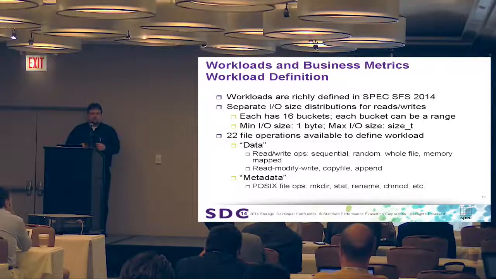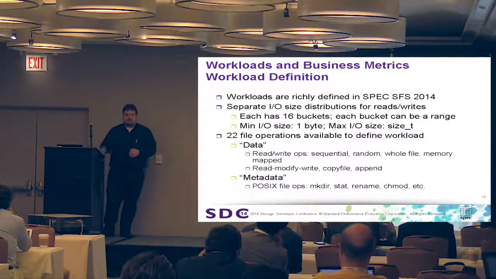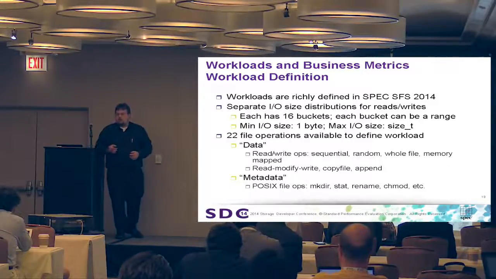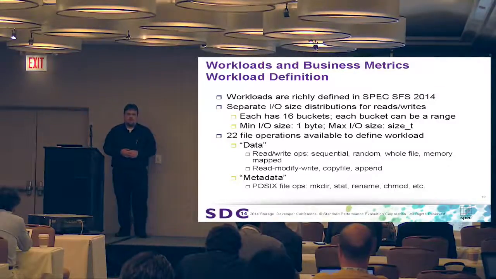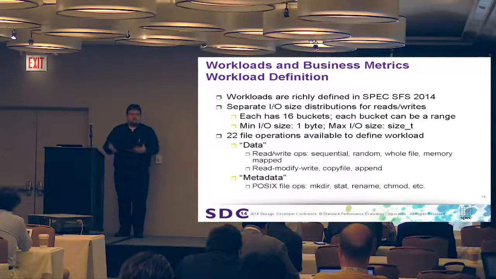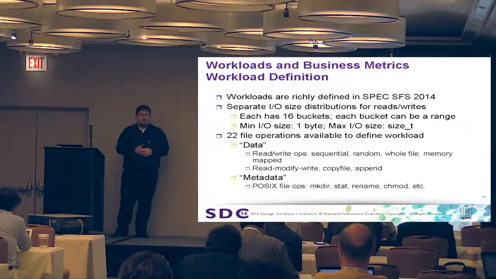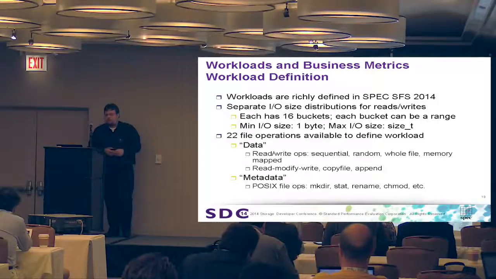So how do we define the actual workload, the ops that we're doing, not just the I/O sizes? There are 22 file operations that are available. Some of them are data operations, some of them are metadata operations. You have your typical random and sequential reads and writes. You also have whole file reads and writes, which is an interesting concept. A lot of applications would open a whole file, read it, or write it. You can also do memory mapped I/O. That is not in any of our official workloads, but the capability exists in the framework.